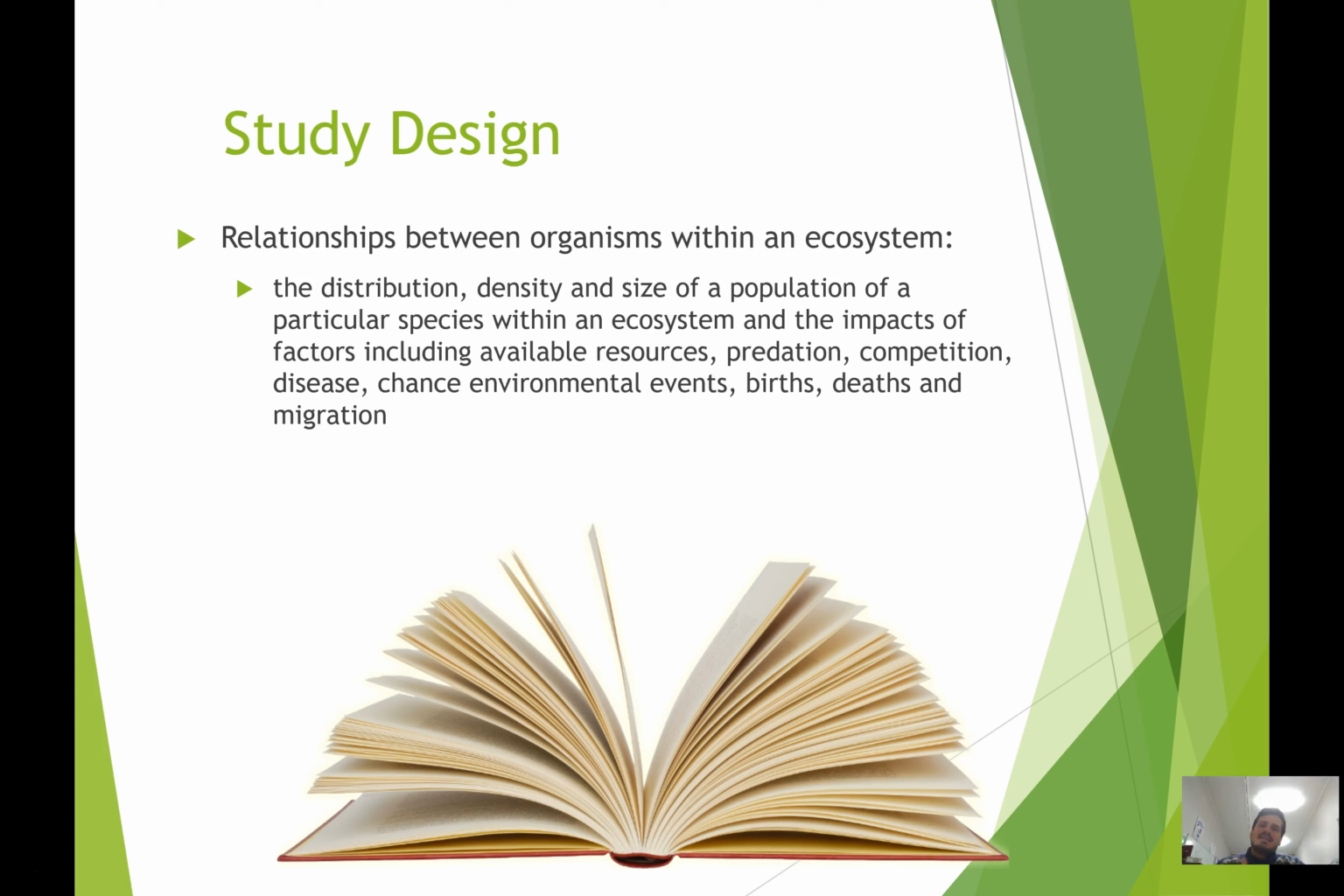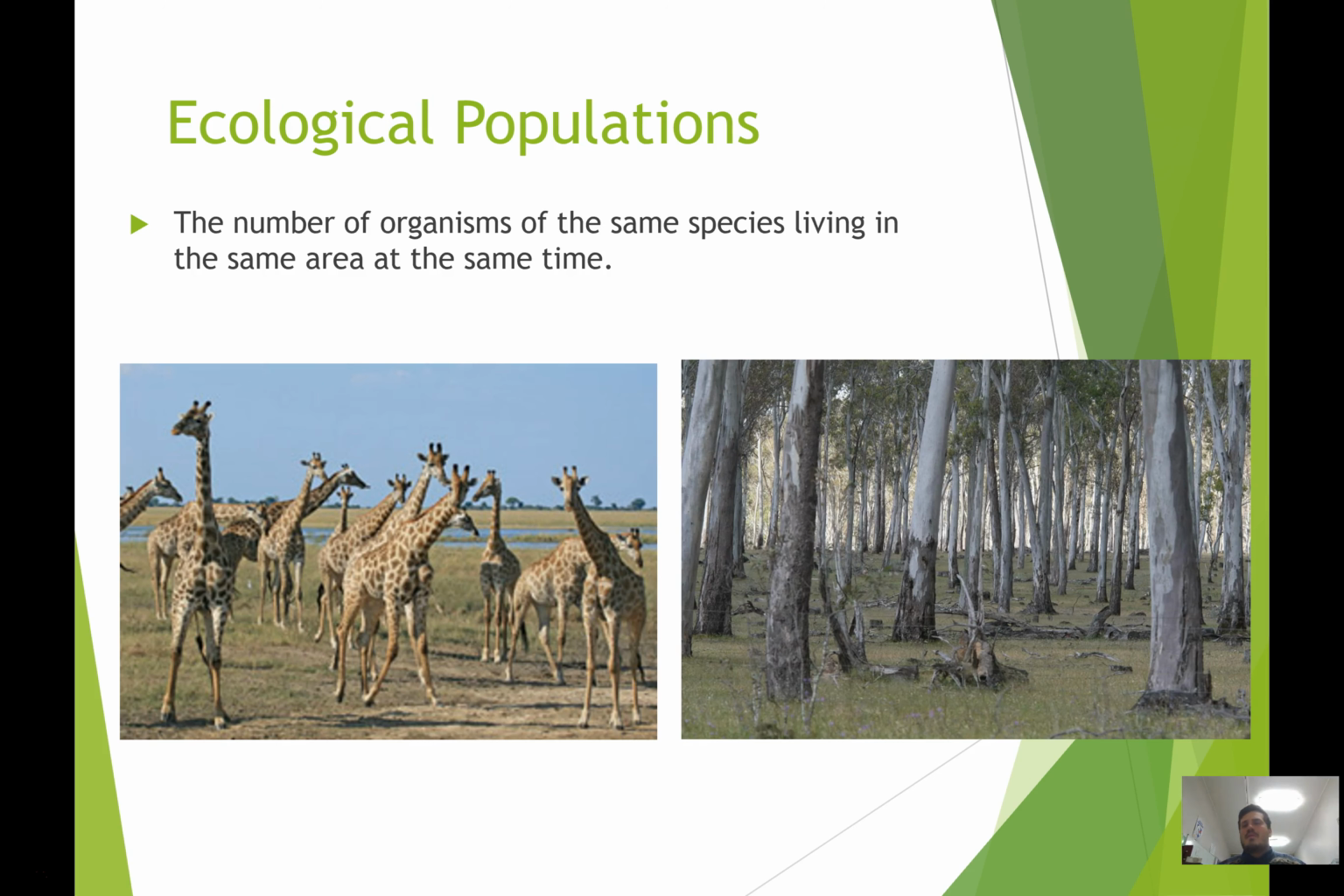All right, so in the study design, we're talking about the distribution, density, and size of a population of a specific particular species within a whole ecosystem, and also the impacts of factors including available resources, predation, competition, disease, chance environmental events, births, deaths, and migration. Let's go. So what's an ecological population? It's the number of organisms of the same species living in the same area at the same time.